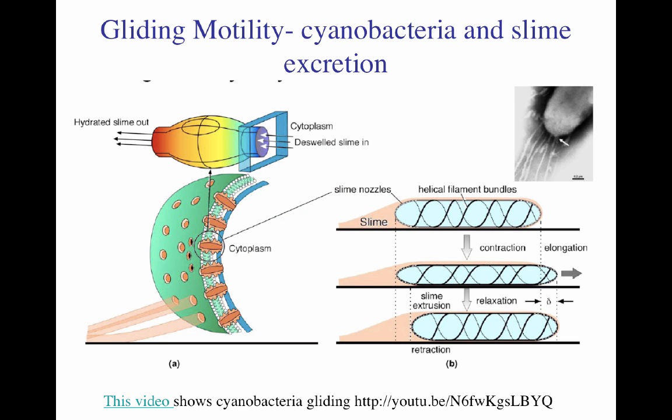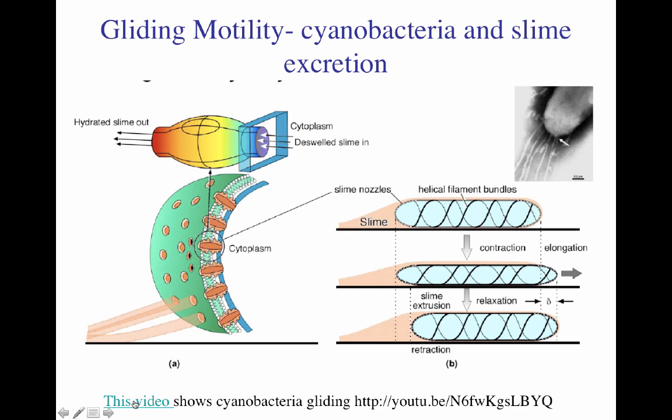The other type of gliding motility, and I think this is pretty awesome, is the ejection of slime. Cyanobacteria are bacteria that have this kind of gliding motility. The bacteria have channels called slime nozzles at the rear of the microorganism. Through helical filament bundles that allow them to contract, they are able to extrude slime out of the rear of the microorganism through the slime nozzles. The slime attaches to the substrate and helps the bacteria move in the opposite direction.